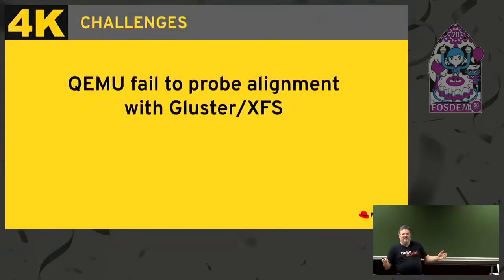So with VDSM ready, can we use 4K storage? We can create a storage domain, and then we try to provision a VM on the storage. And we found that when you install the VM, the installation fails. So after spending a lot of time with strace on QEMU, we found that QEMU is reading and writing unaligned sizes. And it turns out that QEMU does not work on certain combinations of Gluster and XFS, or XFS with local storage.